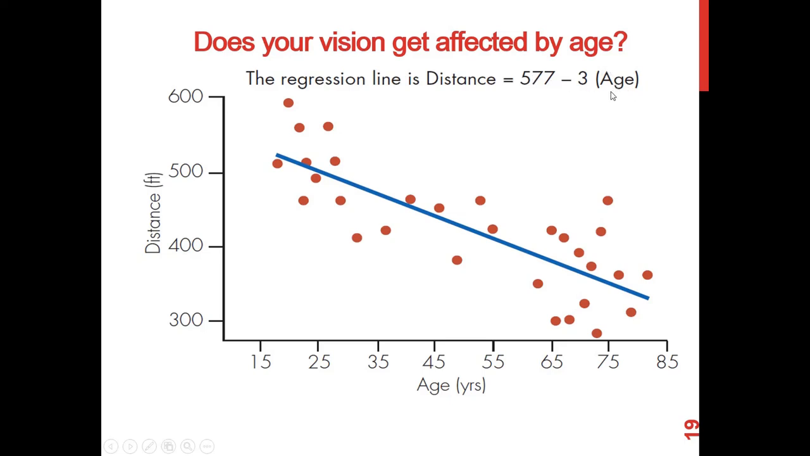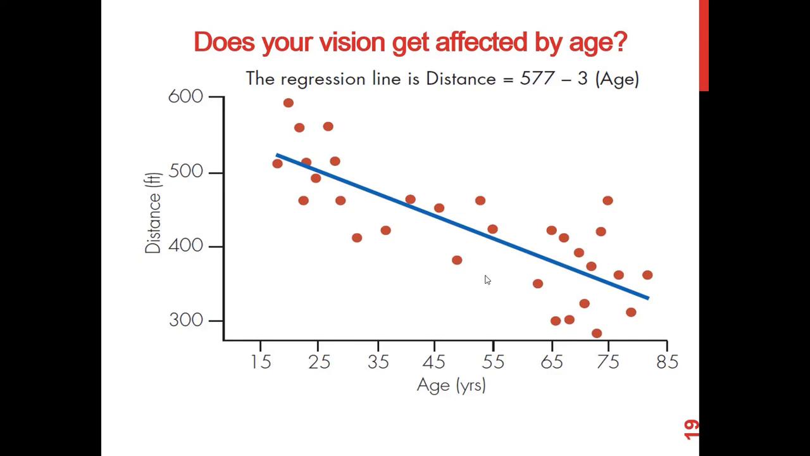So what does it mean? It means that when your age increases by 1 year, your ability to see far away is expected to decrease by 3 feet. Okay, meaning if you could see up to 400 feet this year, next year you are expected to see only up to 397 feet.